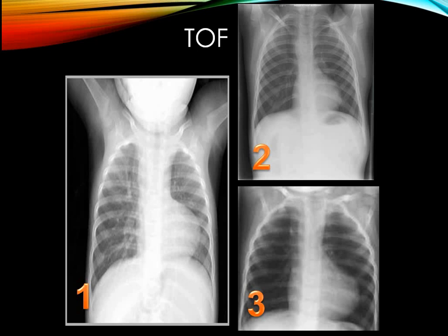A note: TOF may be associated with right sided aortic arch, as we notice in chest X-ray 1 and 2. This is not always present, but it's present in 25% of cases.